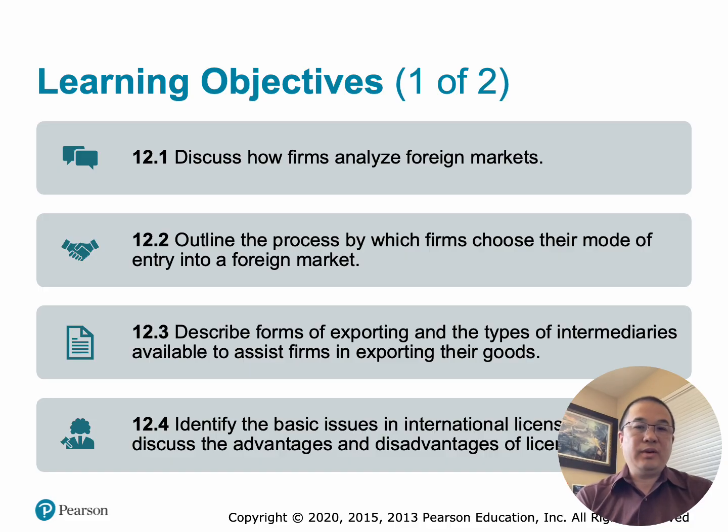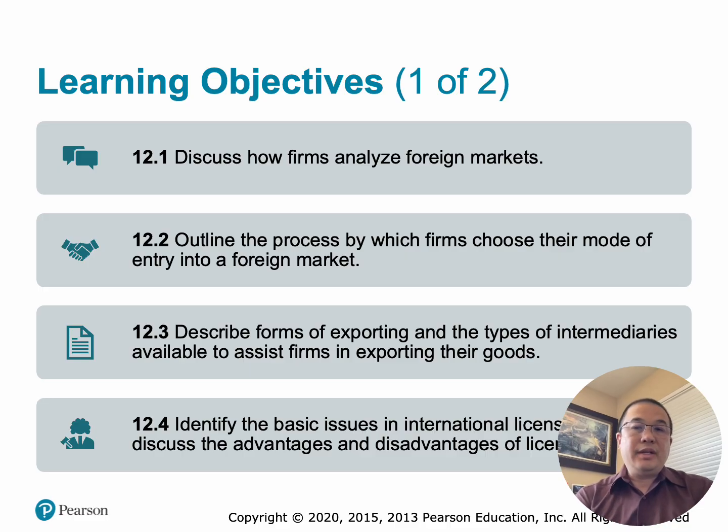Describe forms of exporting and export intermediaries. Exporting is often the easiest and least risky way to enter foreign markets. The types of exporting include indirect exporting, using intermediaries, and direct exporting. The company sells directly to foreign buyers, and so this allows more control but requires greater expertise. Export intermediaries include export management companies, or EMCs, export trading companies, or ETCs, freight forwarders, and customs brokers.